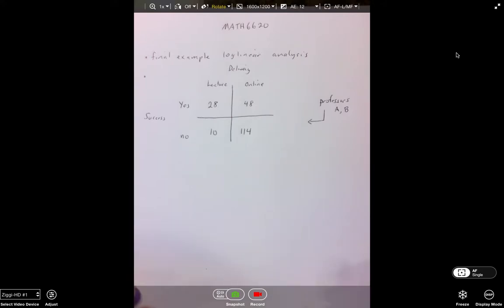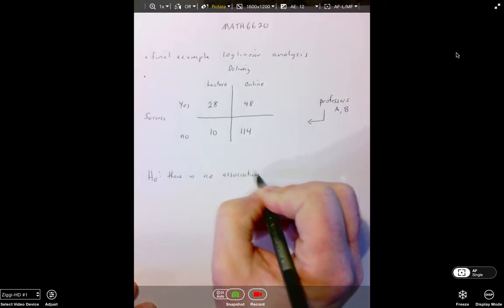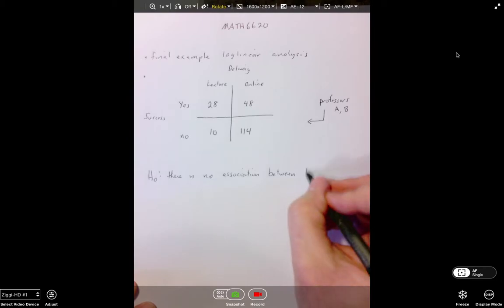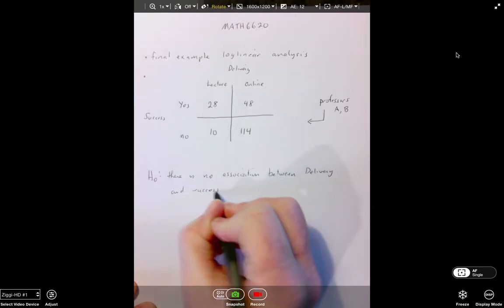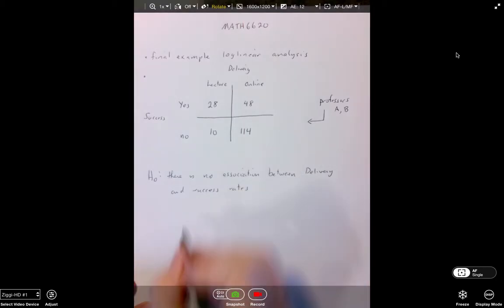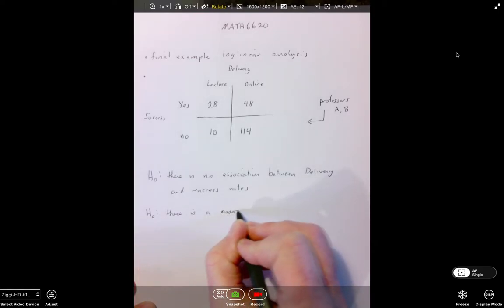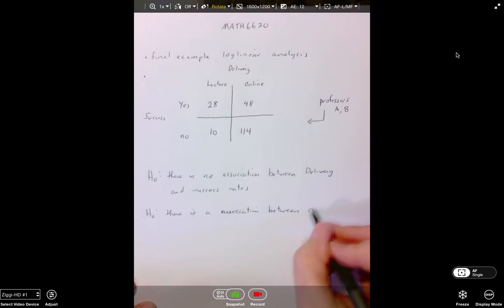So first of all, what I would want to do here is officially state the null and alternative hypothesis. So we would say there's no relationship between delivery and success. And the alternative hypothesis would obviously be there is a relationship between delivery and success rates.